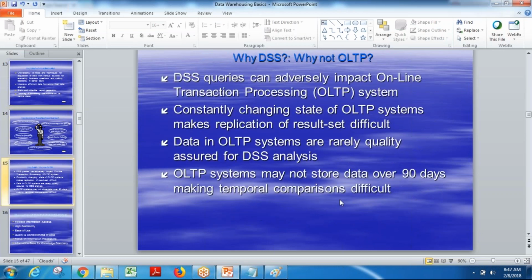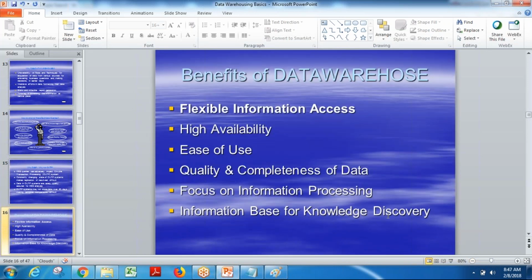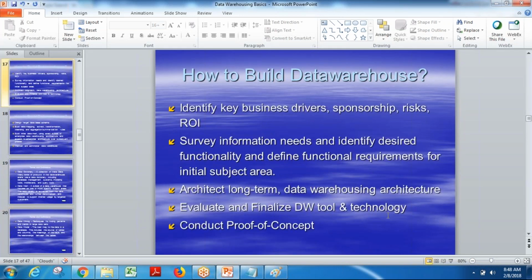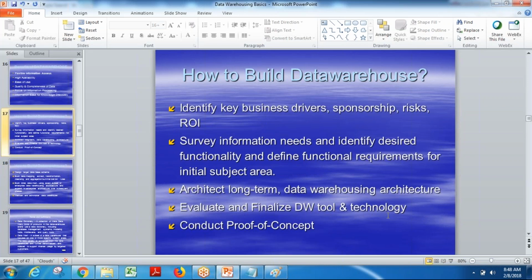So we already understand why we don't use transactional systems, and why we are going for OLAP systems. You get the advantage of flexibility in accessing the data, and quality data is present because you transform it, and bad data is removed before loading the data into the data warehouse. And it is more information-based, to understand your business. So those are the benefits of OLAP.